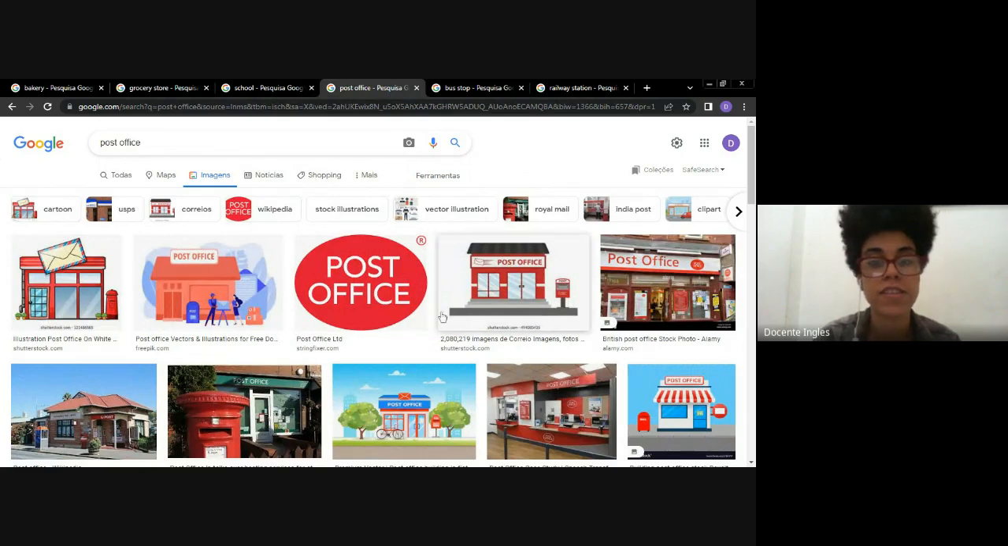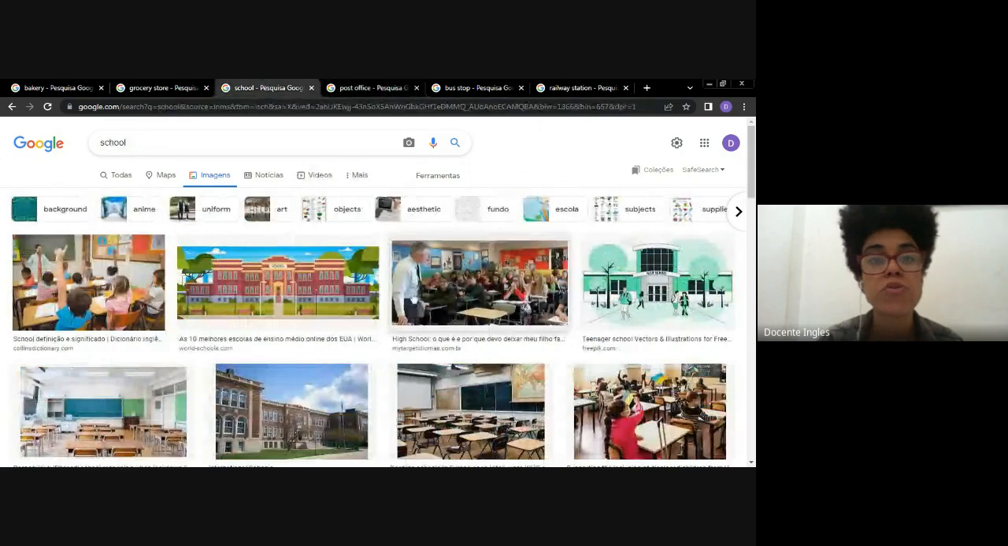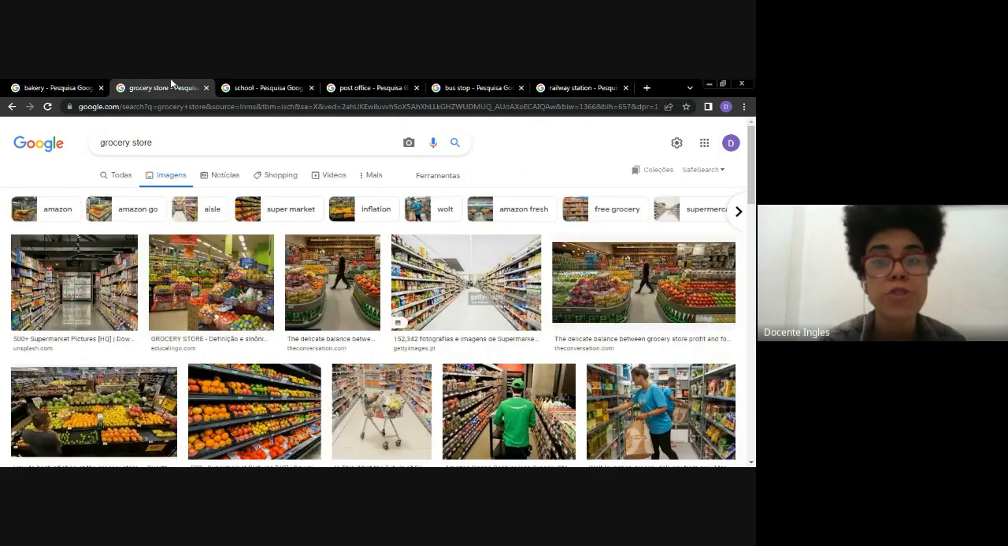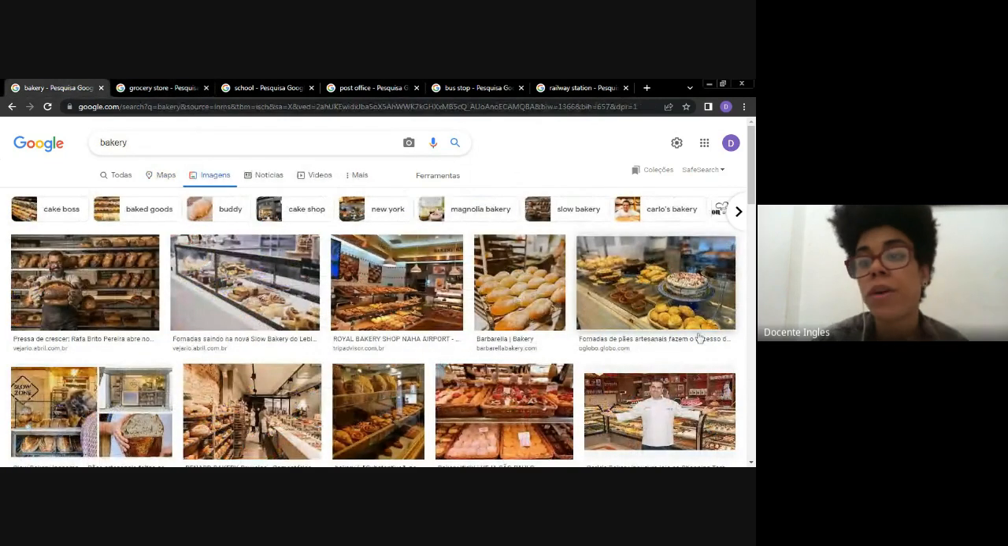Post office. Do you still use the post office? Do you send letters to people? Do you sell items and use the post office? School, where we go to study when we are kids and teenagers, right? Grocery store, where we buy food. It's usually smaller than a supermarket. And bakery, where we buy delicious bread for breakfast and lunch and snack time and tea time sometimes, right?